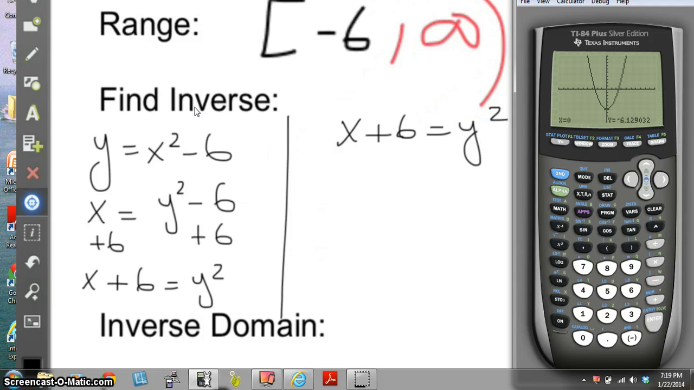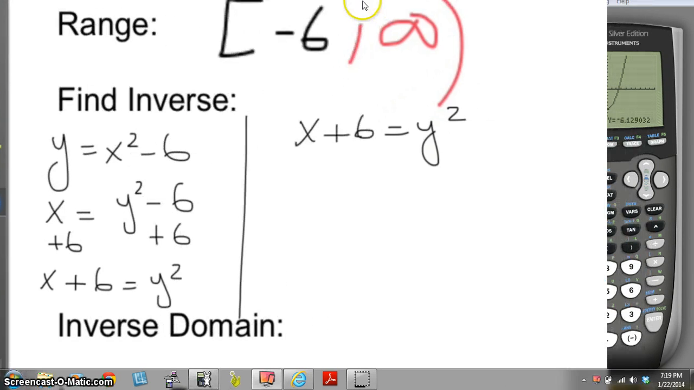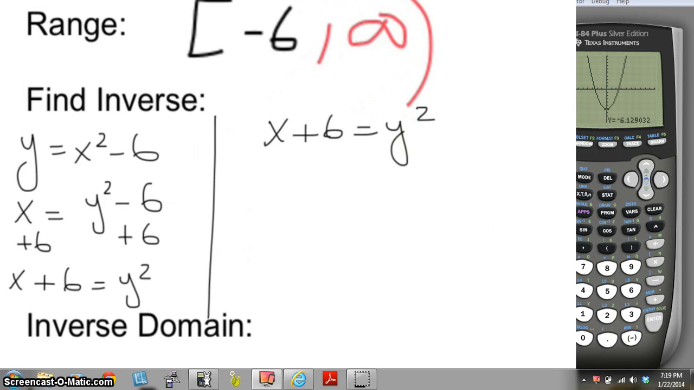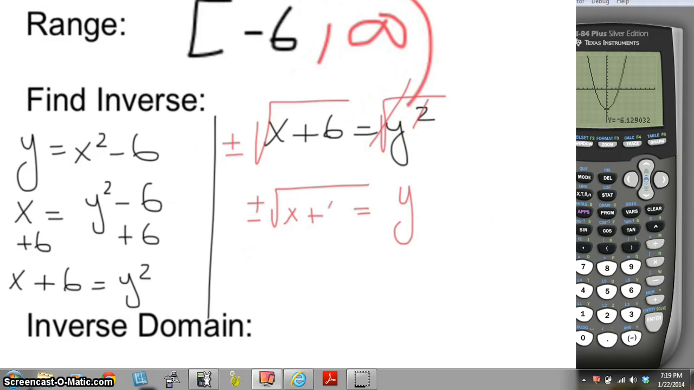So what you need to do is try to find what y is. And how can you do that? You square root both sides. Now remember, the square root of y squared would be just y. The square root and the square cancel each other, so you're left only with y. Remember, every time you square root, you will have the plus or minus square root of x plus 6, so that would be the final thing.